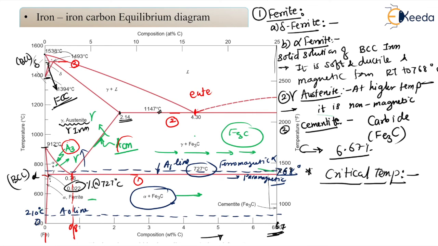At higher temperature, delta plus liquid undergoes cooling to form gamma, that is the peritectic reaction. I already discussed the peritectic transformation. And here, dear students, this gamma austenite undergoes cooling to form the lamellar structure of alpha and cementite, which is nothing but, dear students, what we call pearlite.